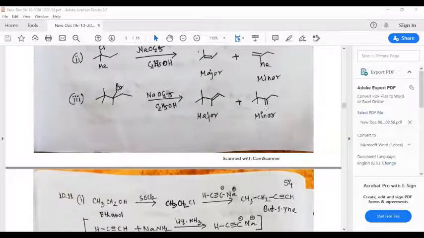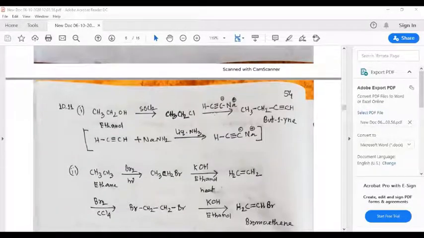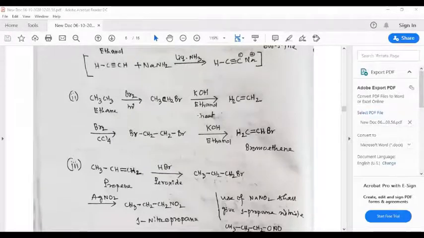Question number 10.112. How to convert ethane to bromoethane. Ethane on halogenation in presence of light gives ethyl bromide. Ethyl bromide on treatment with potassium hydroxide and ethanol gives ethene.